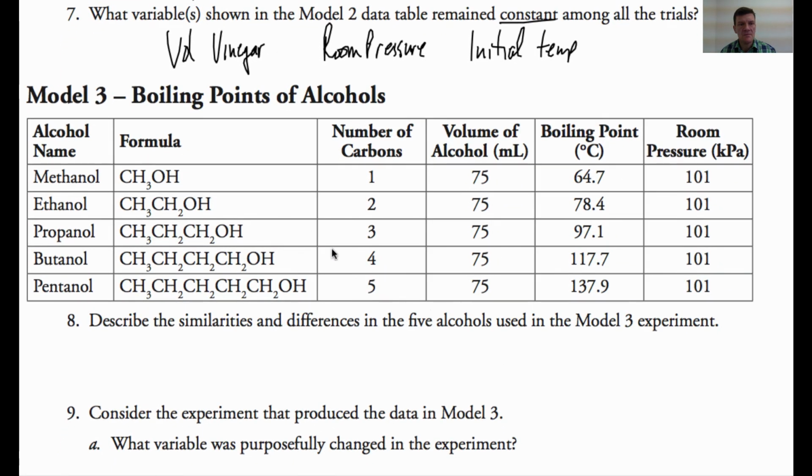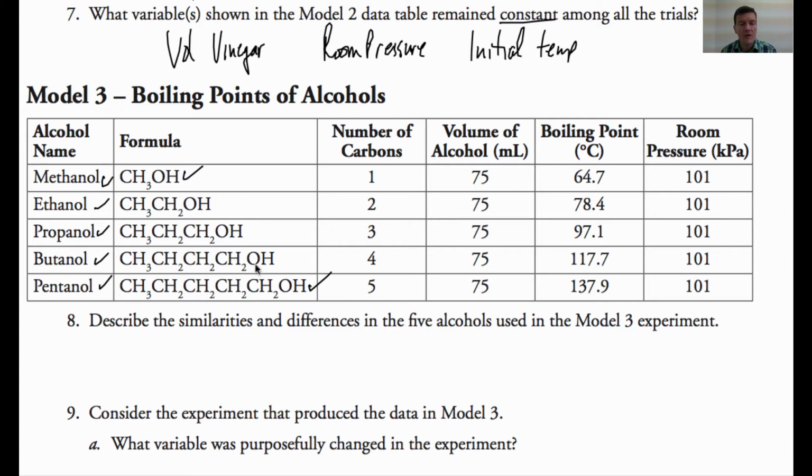Alright, Model 3. We're looking at another experiment here. We have 5 different alcohols: methanol, ethanol, propanol, butanol, and pentanol. And you don't need to know their formulas right now or even their names. You just need to realize that these are different alcohols. You should notice that the formulas of them, this formula right down here, is very long compared to the first one. So just a little observation.